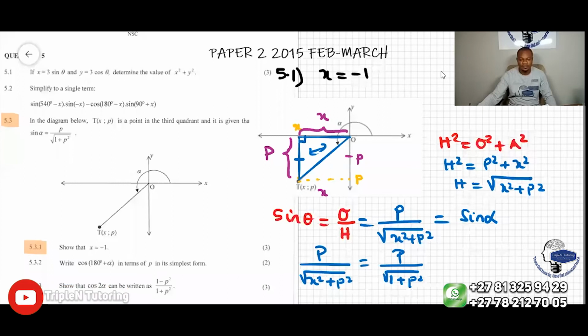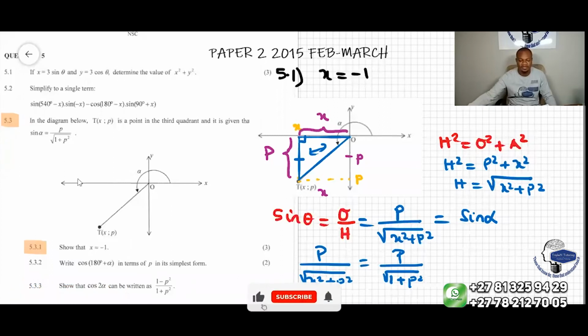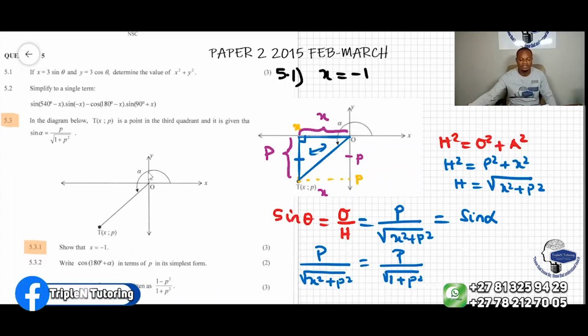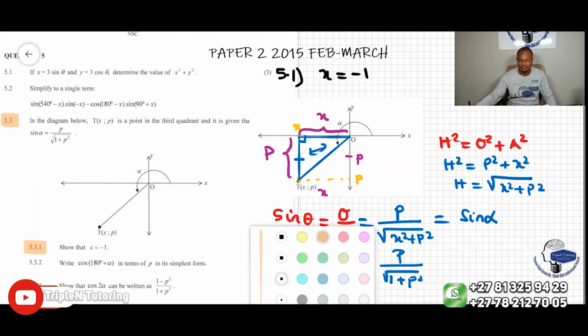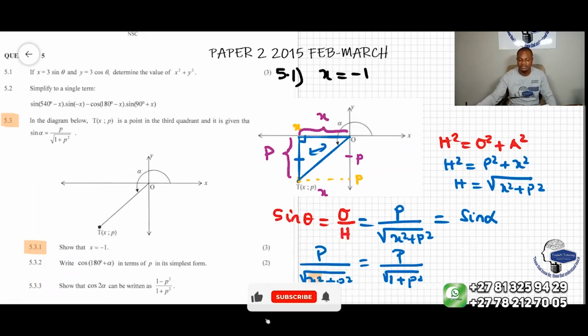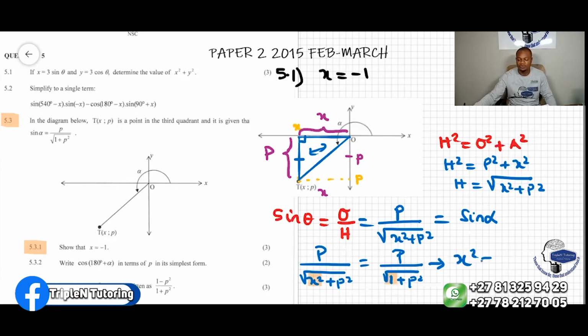Okay, because this angle alpha here is 180 plus something, this can be reduced to alpha. So we have something like this, so the two are equal, and this means x squared here is just equal to 1. So this implies that x squared is equal to 1.